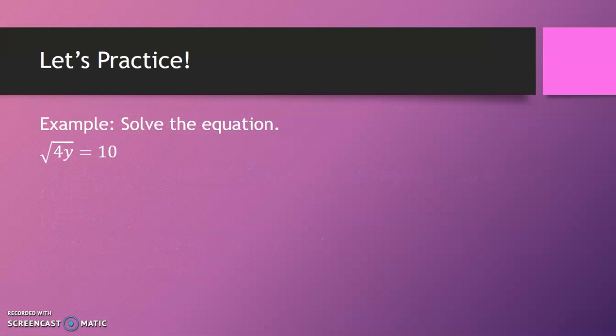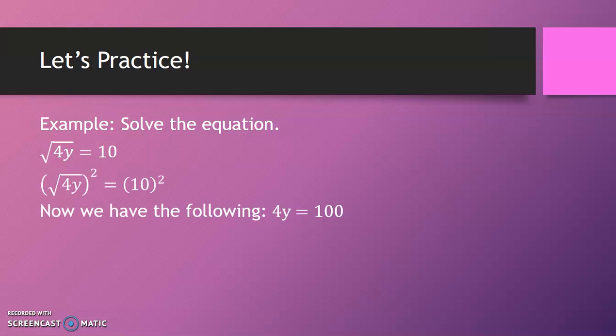For this next one, we have the square root of 4y equals 10. We're going to solve this the same way that we solved that last one. We start by squaring both sides of the equation. That gives us the following: 4y equals 100. In order to solve for y, we're going to divide both sides by 4. So we get y equals 25.